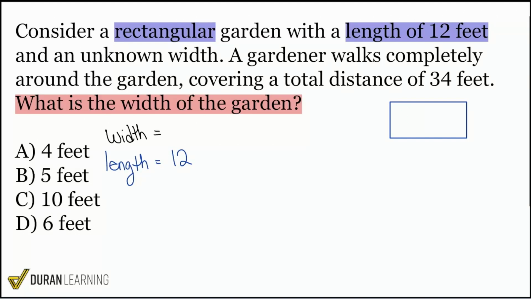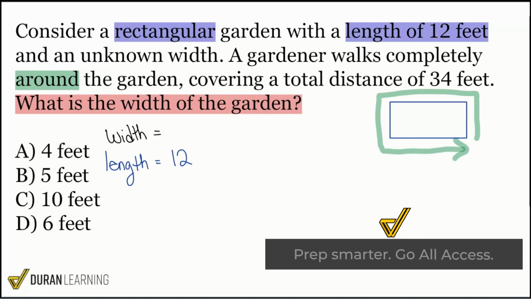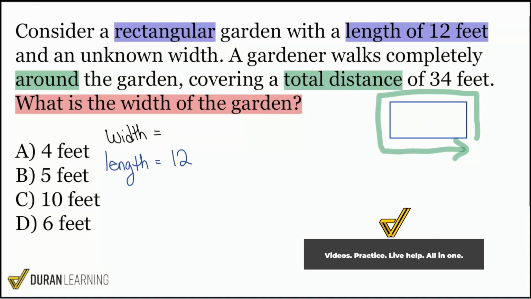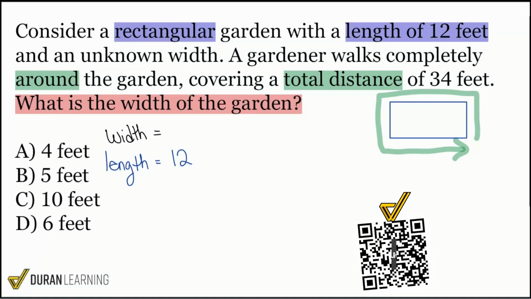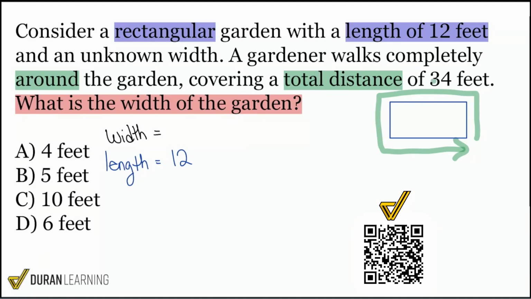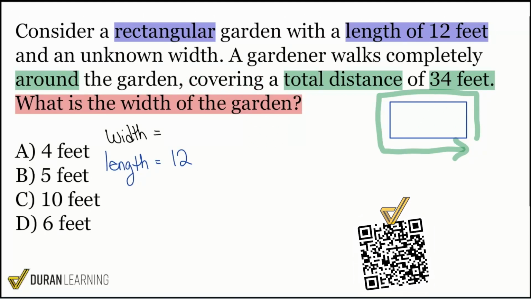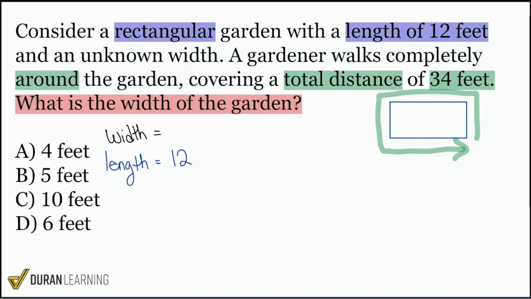Perimeter. Walks completely around the garden. Around the garden. Covering a total distance. Not total area. Total distance of 34 feet. Sure, I know we see the word covering here, which most times might indicate area, but we are very specific here in the sense of this gardener walked around and covered a distance, not covered a total space.